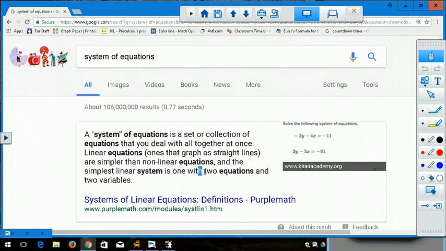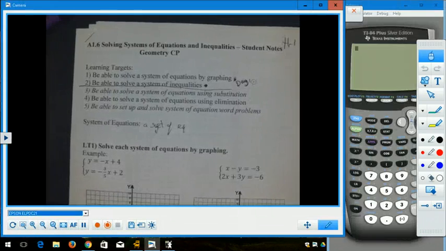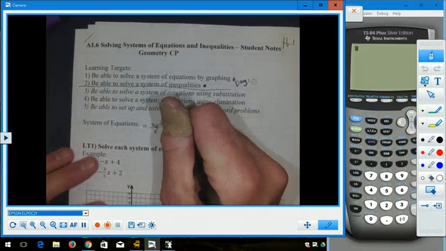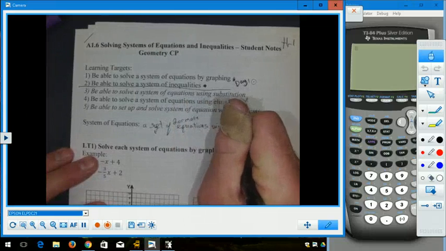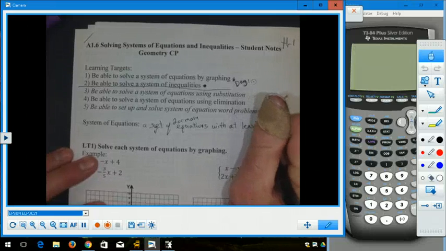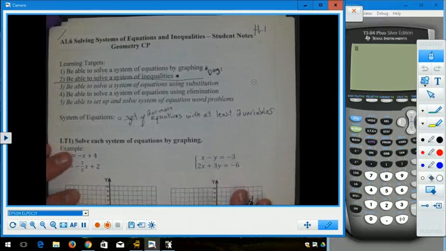So a system of equations is a set of two or more equations with at least two variables. In Algebra 1 and in Algebra 2, you deal with systems of two equations with two variables. When you get to pre-calc, you'll look at systems that are larger than that.